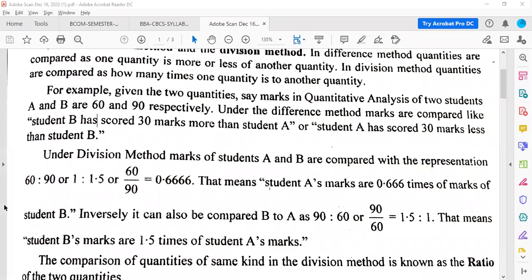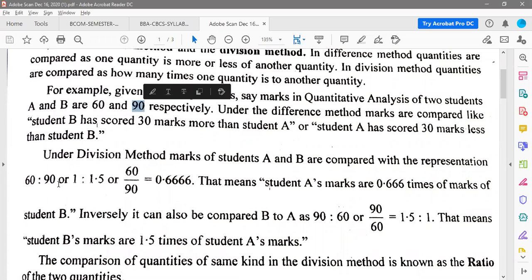Now in proportion, what will happen is 60 is to 90. Okay, now how did we get 60 is to 90? Now first see the marks of A. Now what is the marks of A that is given? Marks of A is 60 and marks of B is 90. So 60 is to 90. Okay, so that is one way of getting the division method.